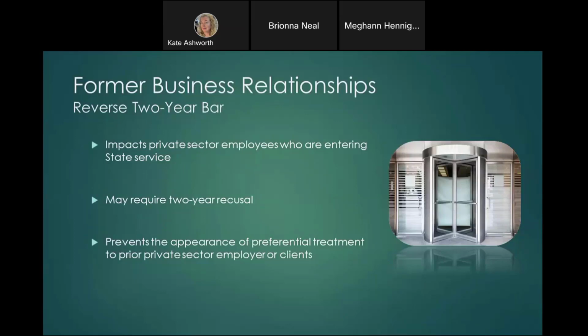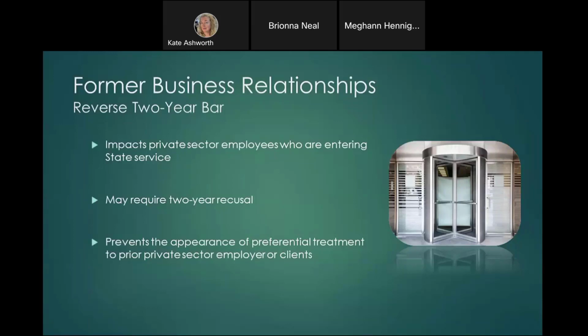I believe it's 9809 for any of you who want to actually look it up. But I have been getting a lot of questions about this lately, so that is a good one to write down if you need it, 98-09. General rule is if an employee is coming in from the private sector and there is a matter regarding their private sector employer, they should be taken off those matters for a period of 2 years.